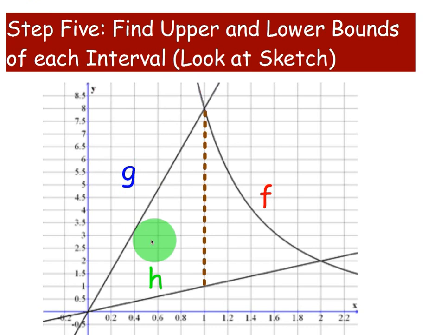So with this one, you can see that g is above h, so it's going to be the integral of g minus h. Figure out the area between these two, and then your next interval, you can see f is right above h. It's going to be the integral between f minus h, basically. So h is going to be your lower bound for either one. The only thing that changes is your upper bound.